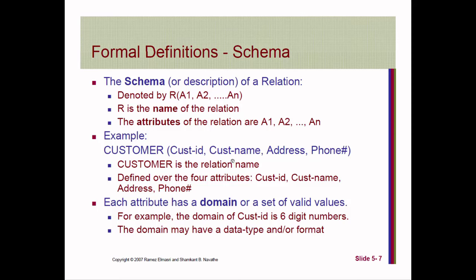For customer name, for example, the domain could be varchar(20). Domain you can also think of as the data type of the attribute. So if the customer name domain is varchar(20), then customer name can take any string of up to 20 characters.